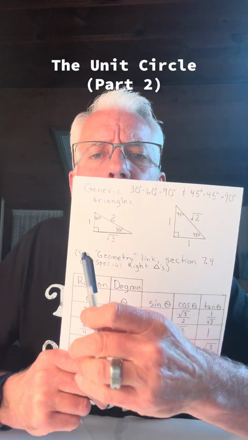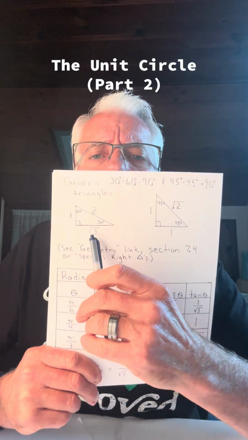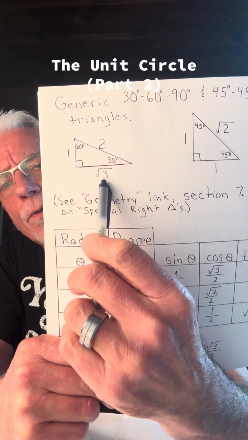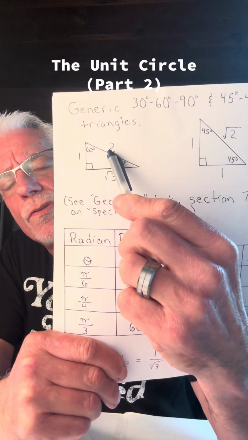Okay. So the shorter leg is 1. The longer leg on a 30, 60, 90 triangle is root 3 times the shorter leg. So it's 1 root 3. The hypotenuse is twice the shorter leg.